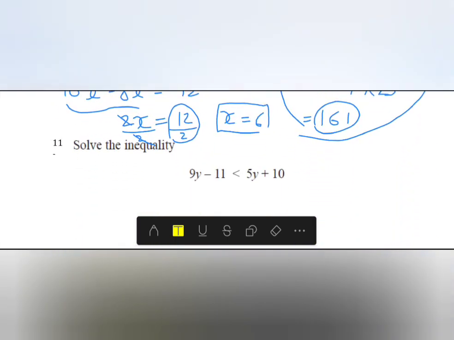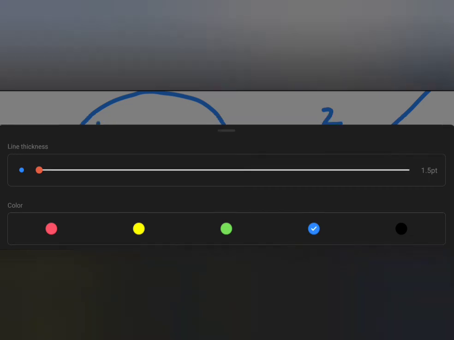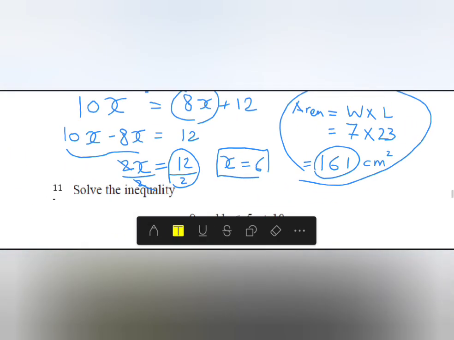And if it's centimeter, yes, it is centimeter. So it's going to be what? Because it's area. Very good. Centimeter square. Good job. Don't forget the unit in the answer of this question.